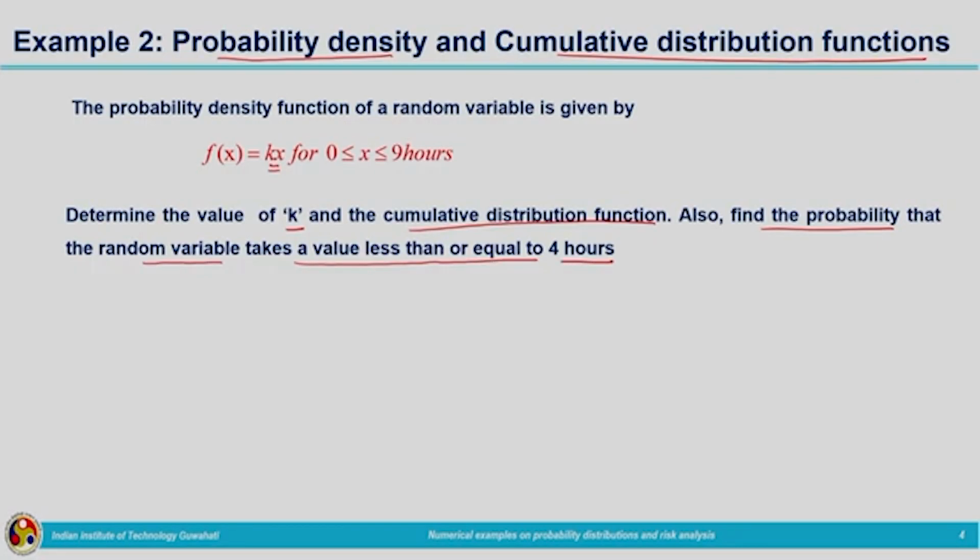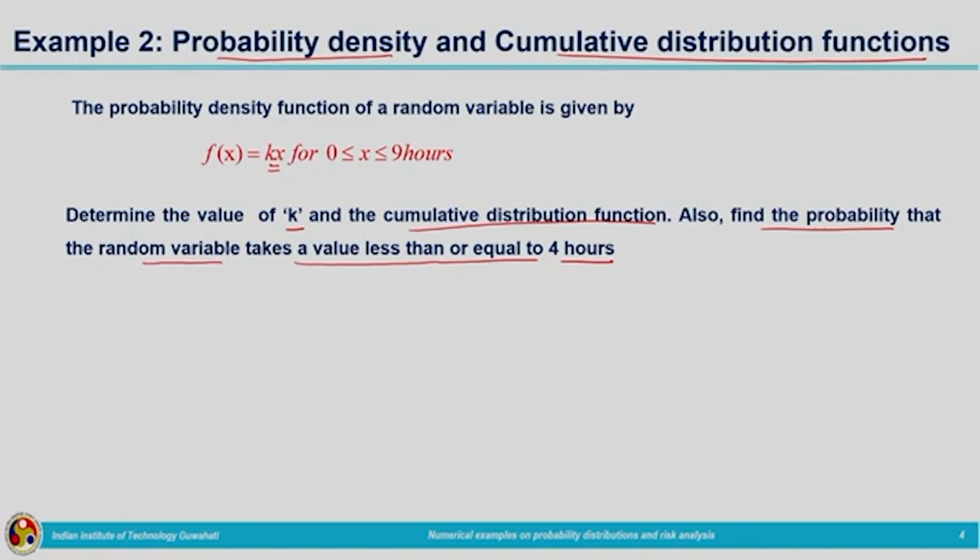So, here you can understand that we have been given the probability density function, representing a continuous random variable. F of x, that is the PDF, is given by kx, and the range is also given to us. We need to determine the value of k, the cumulative distribution function, and also the probability corresponding to a particular condition given in the question, that is x less than or equal to 4 hours.